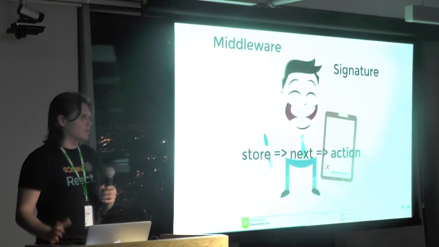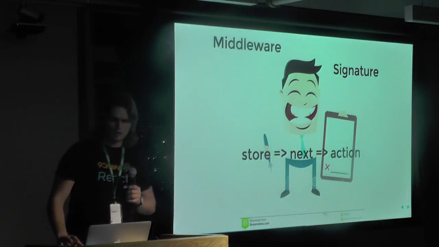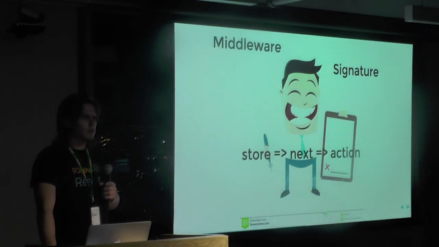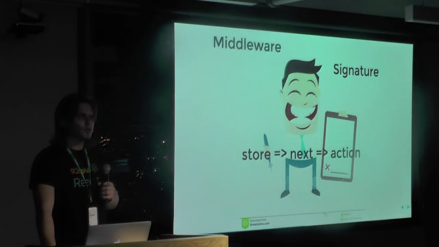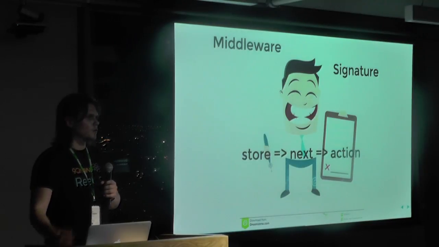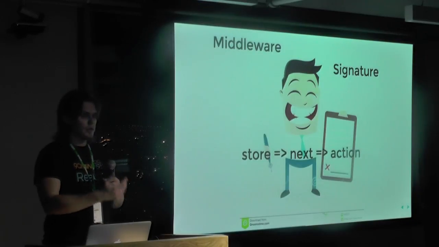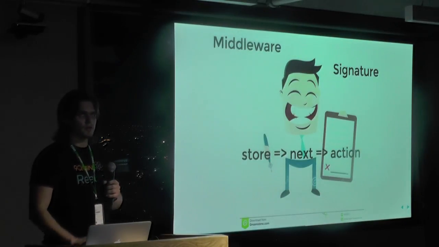So let's write our own. Okay, so let's write our own middleware. In order to write middleware, we need to implement a middleware signature. Middleware signature means how middleware takes parameters and returns parameters.